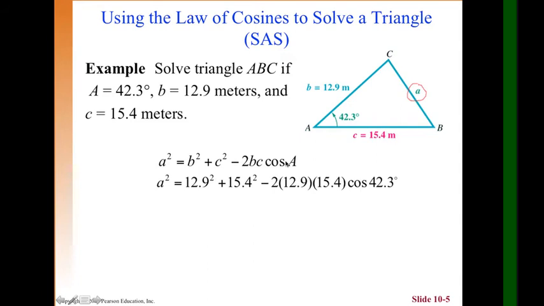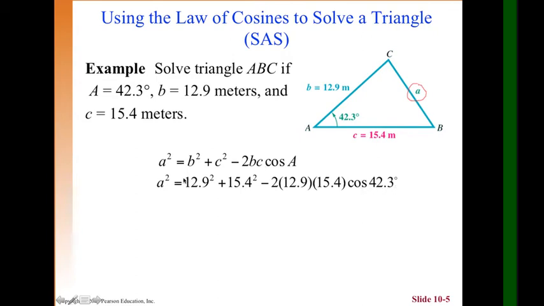So, isa-substitute lang natin yung mga given sa formula. So, by using your calculator, just type 12.9 squared plus 15.4 squared. Okay, then click equals, then minus 2 open parenthesis 12.9 close parenthesis open parenthesis 15.4 close parenthesis, then click cosine 42.3 degrees.